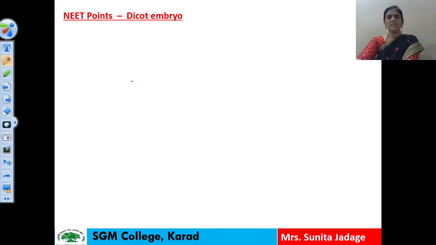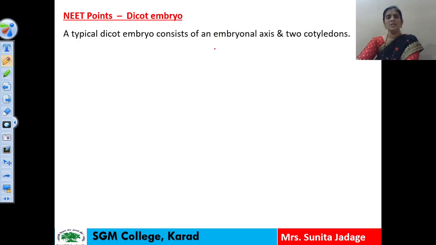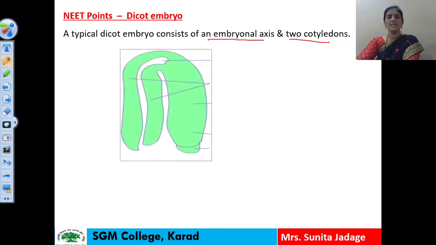So let us see the NCERT points or NEET points related to this embryo. The first point is related to the dicot embryo. The typical dicot embryo shows two parts, that is an embryonal axis and two cotyledons, because dicot means two cotyledons are present in that embryo, and an embryonal axis is there. Let us see the diagram of this dicot embryo and the different parts which are present inside the embryo.